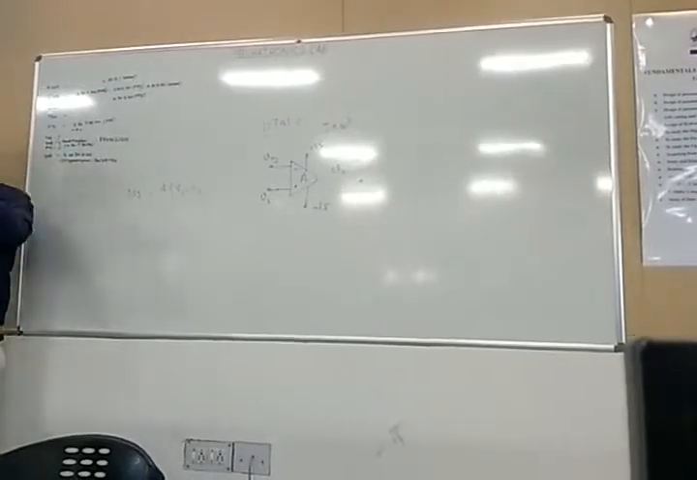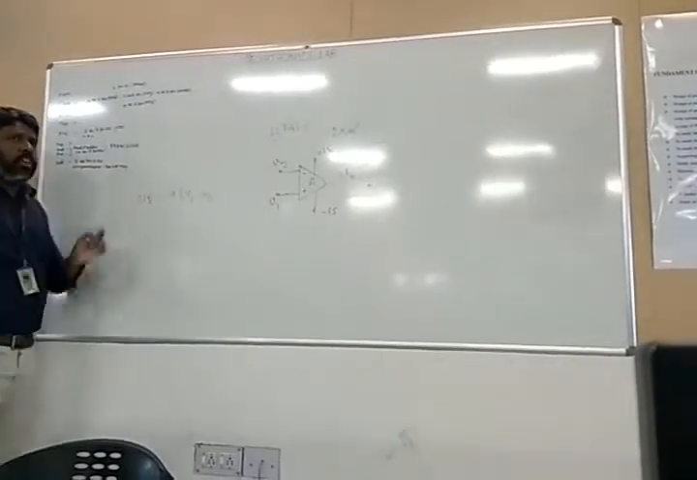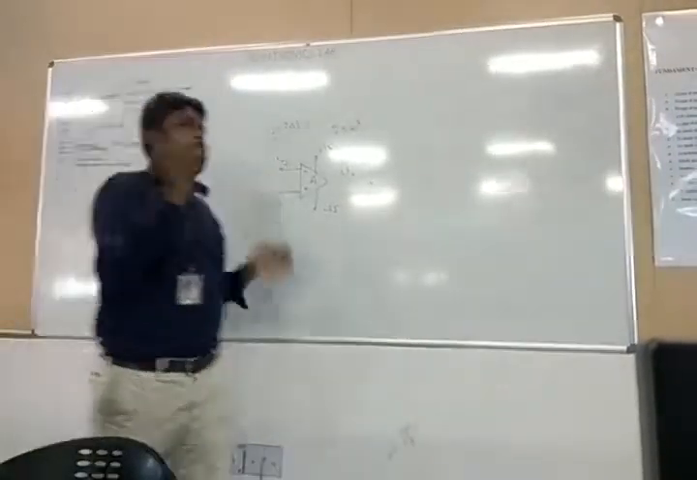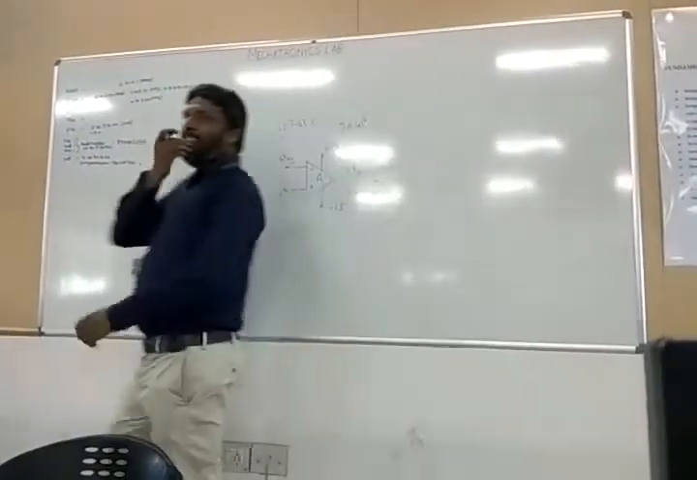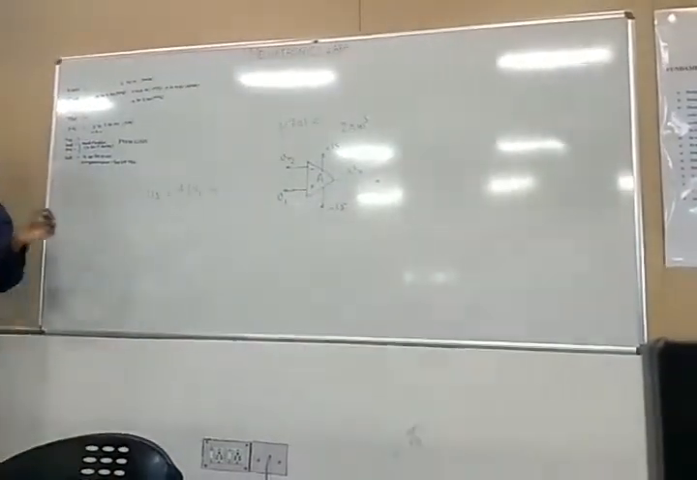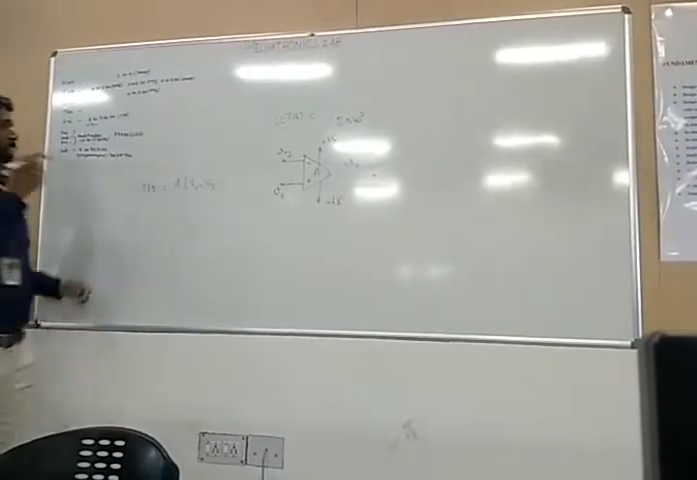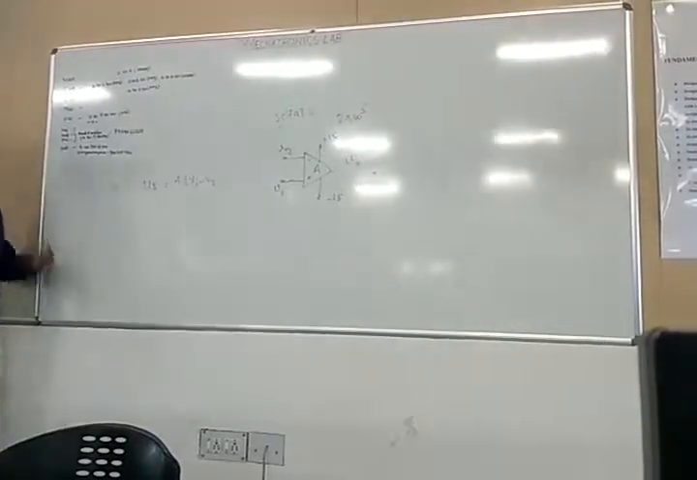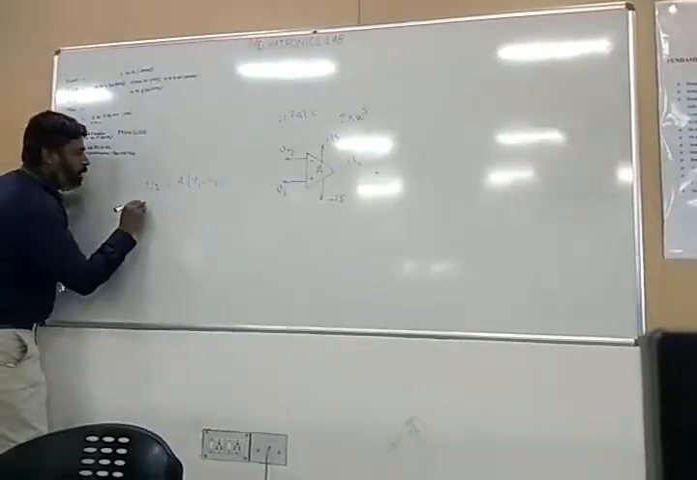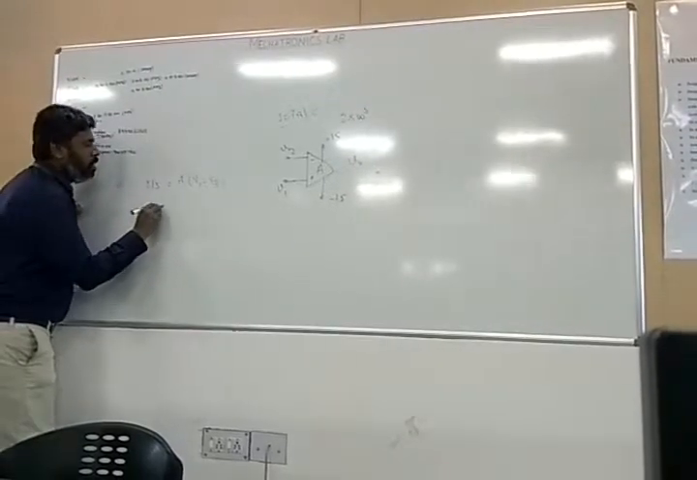Now, if A is very large, agreed? A is very large, and the output is very small. So very small divided by very large, what does V1 minus V2 become? Mathematically it becomes zero. Is it clear? So I can write V2 equals V1.